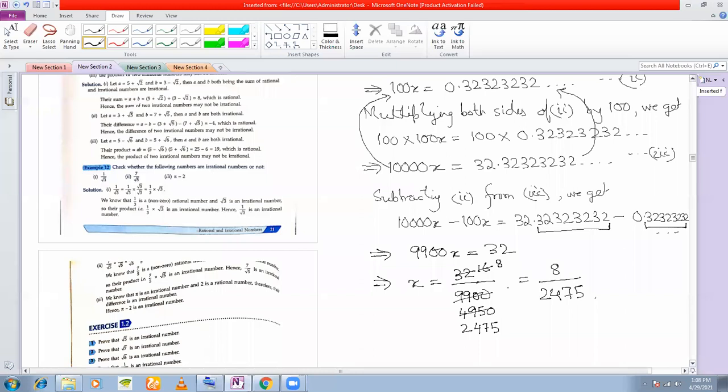If no question, then I'll proceed to the next type of problem from rational numbers. Okay, and the next type of problem in rational numbers that you can get is this kind of question.